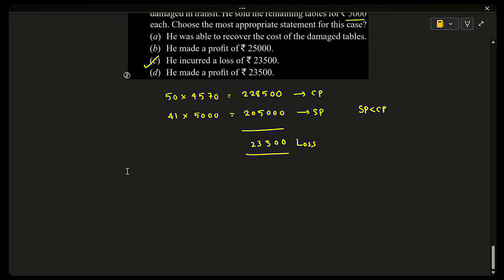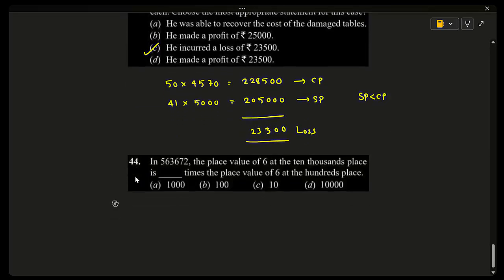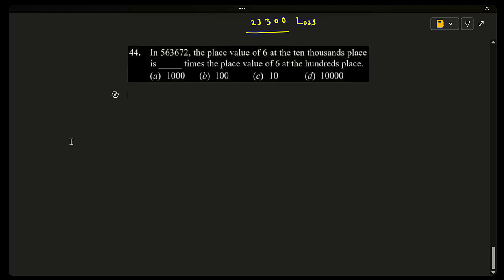44. In this number, 5,63,672, the place value of 6 at 10,000's place is dash times the place value of 6 at the hundreds place. Because both the digits are the same, you can write 6 is at 10,000's place and another 6 is at hundreds place.